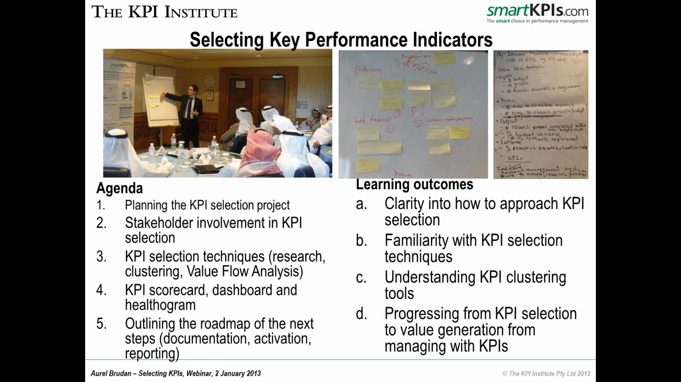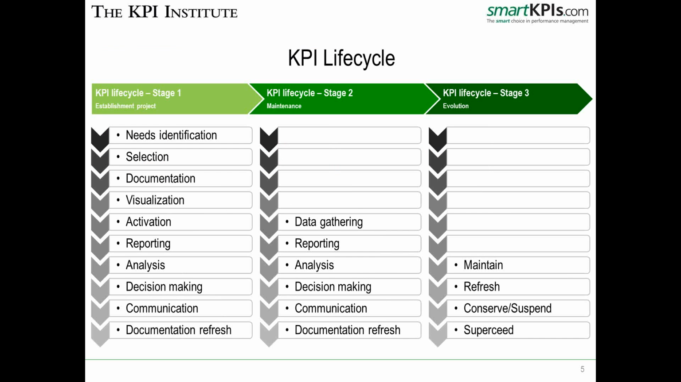Some of the learning outcomes that are expected to be achieved through these webinars are clarity around KPI selection, how to approach KPI selection, also familiarity with techniques as part of this process, understanding KPI clustering tools and what KPI clustering is all about, and then looking at how KPI selection can be linked to value generation. Because having KPIs in place is only part of the equation of generating value. We also need to use them in the right way for decision making as well as for improvement.